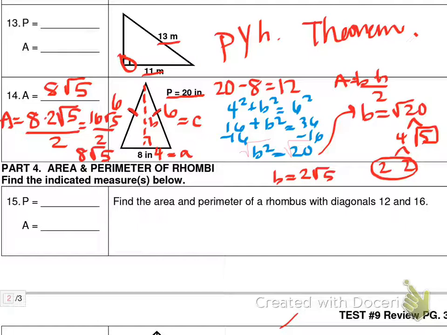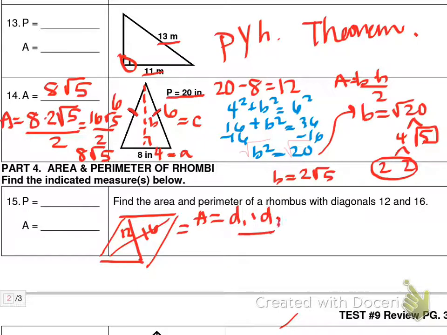Okay. Number 15, find the area and perimeter of a rhombus with diagonals 12 and 16. Okay, so the area, which is easy, you have a diagonal 12 and a diagonal 16. So area is the formula d1 times d2 divided by 2 to get your area. So 12 times 16 divided by 2 will give you your area.